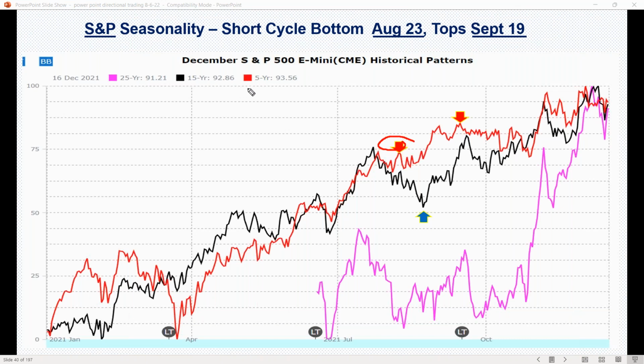Okay, so this red line is the 5-year average, the black is 15, and the purple down here is 25 years. But you can see here we're currently right about there. So seasonally, this is not the time to be buying the market. Not to say it can't go up, and it's been going up. But if you look at the seasonality, it tends to bottom out. It tends to keep trending either sideways to down. You can see here over the 5-year trend, it was sideways, and then it tends to bottom around the 23rd of August.